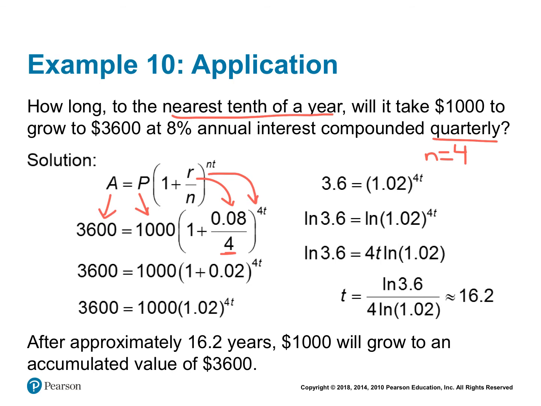So we're going to simplify as far down as we can. Once we get over here, we need to go ahead and take the natural log of both sides. And then we bring this 4t down front. And then we solve for t by dividing by this whole thing here to get this t all by itself. So you end up with natural log of 3.6 divided by 4 times the natural log of 1.02 equals 16.2. So at 16.2 years, that was our t, $1,000 will grow to $3,600.